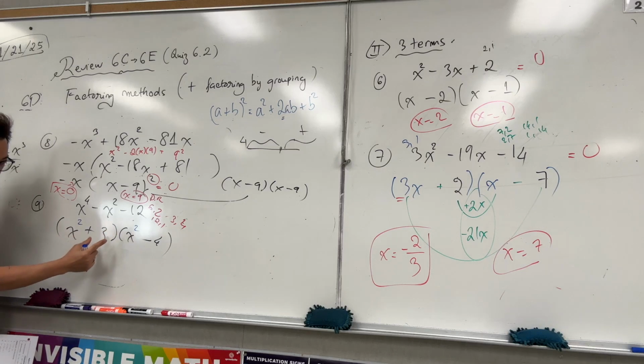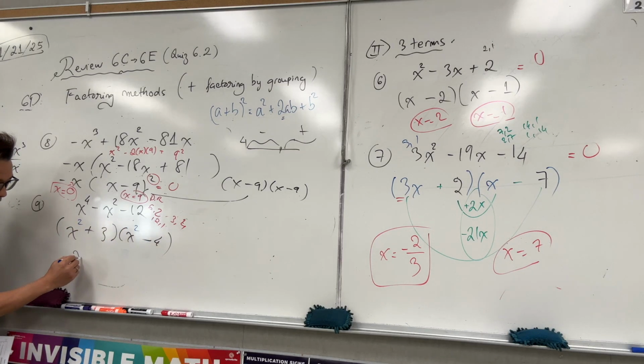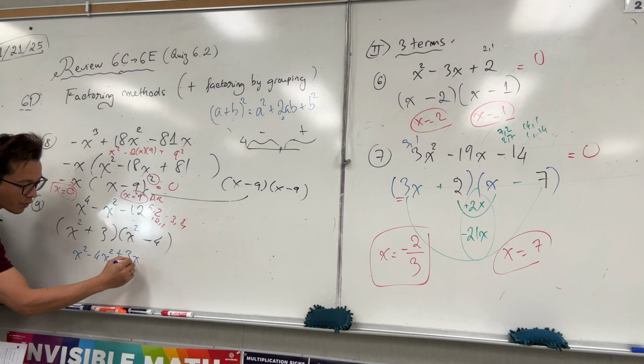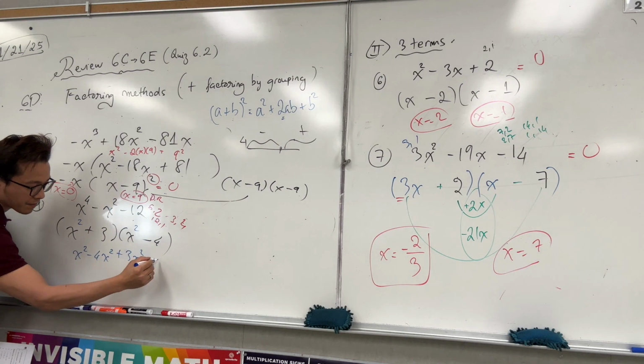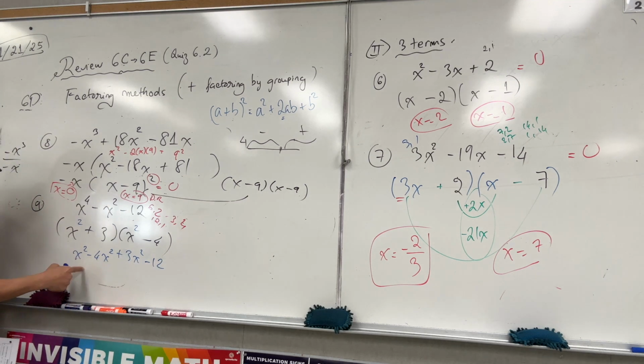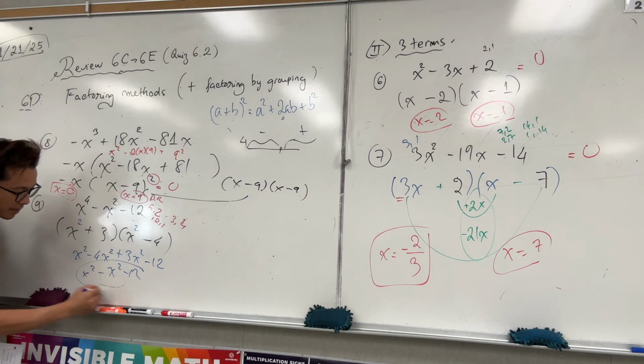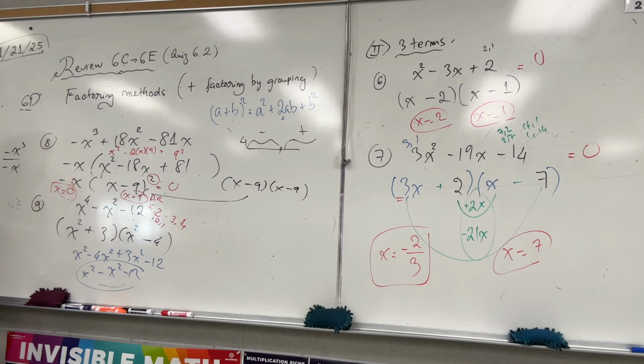And then x squared times negative 4. If you factor out, it's negative 4x squared, and then just do FOIL, okay? And then 3 times negative 4 is negative 12. And this, you see x squared, x to the 4th. So you get back the original, that means it's correct, okay? But you need to have the square.